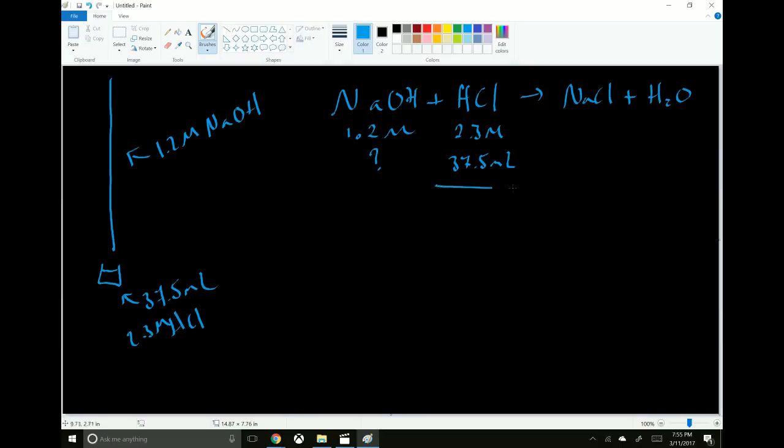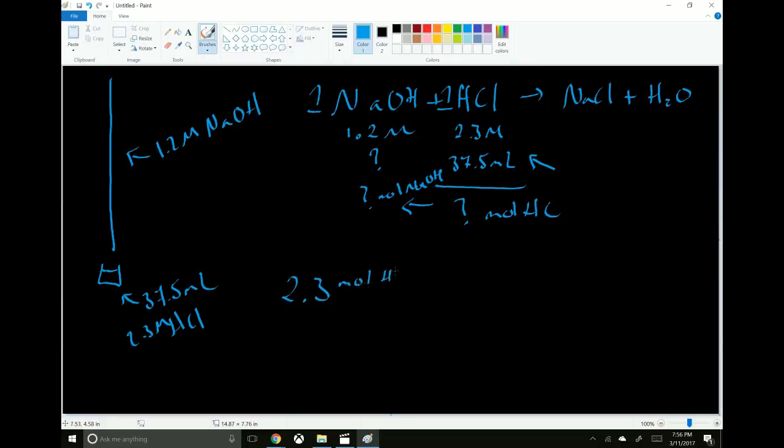So all we need to know is how many moles of HCl, because that is going to be equal to the number of moles of NaOH. And the number of moles of NaOH, that is because 1 to 1 stoichiometry. Very straightforward in this case. So how do we get moles of HCl? Well, we have concentration and we have volume.